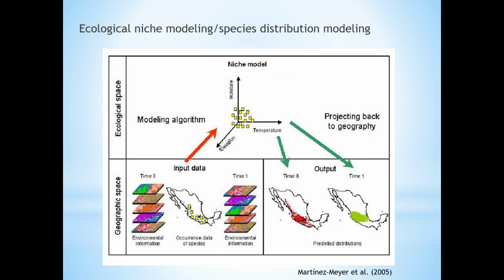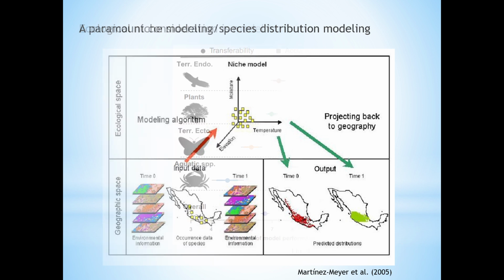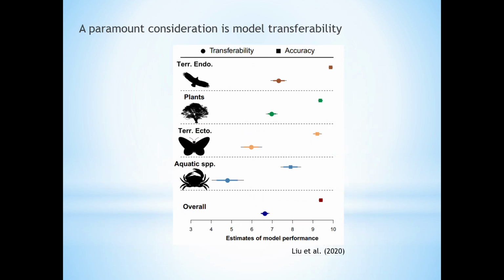Currently, there is a large amount of biodiversity and environmental data. The integration of this information associated with the ecological niche concept has resulted in the development of correlative modeling methods to infer species distributions, also known as species distribution models. In the case of invasive species, a paramount consideration is model transferability.